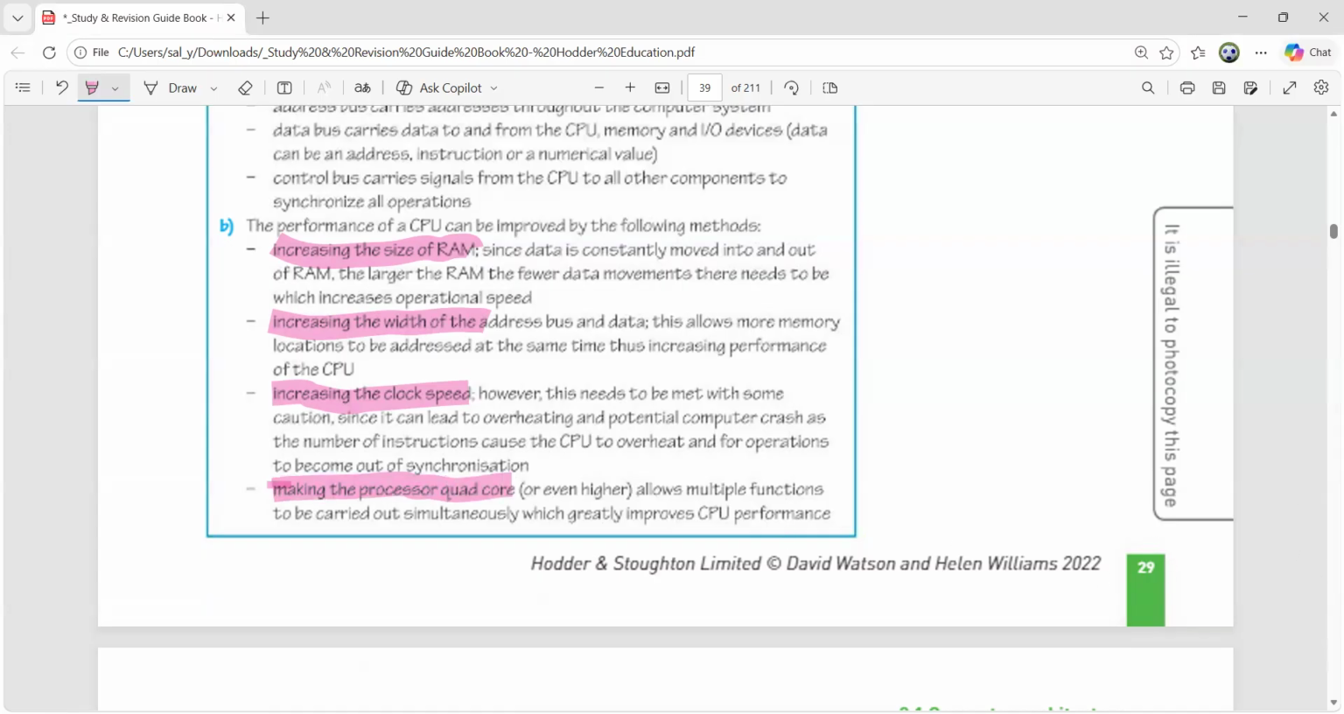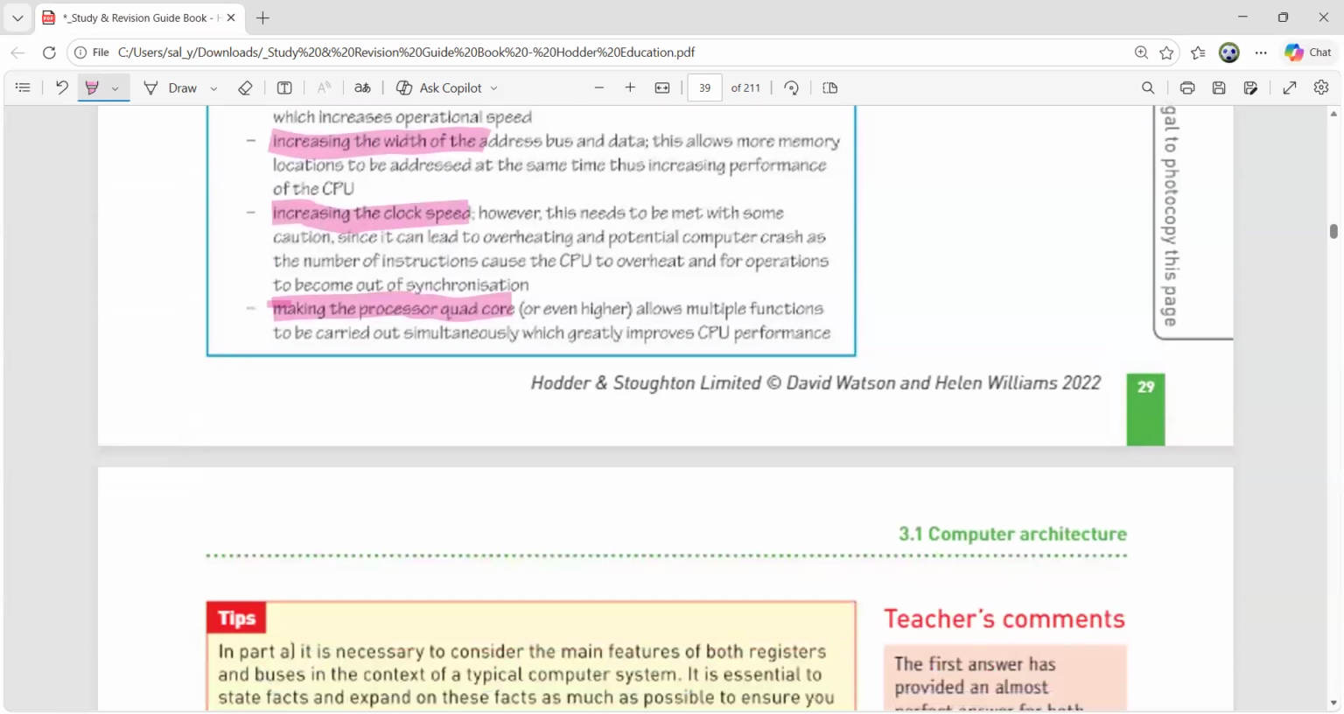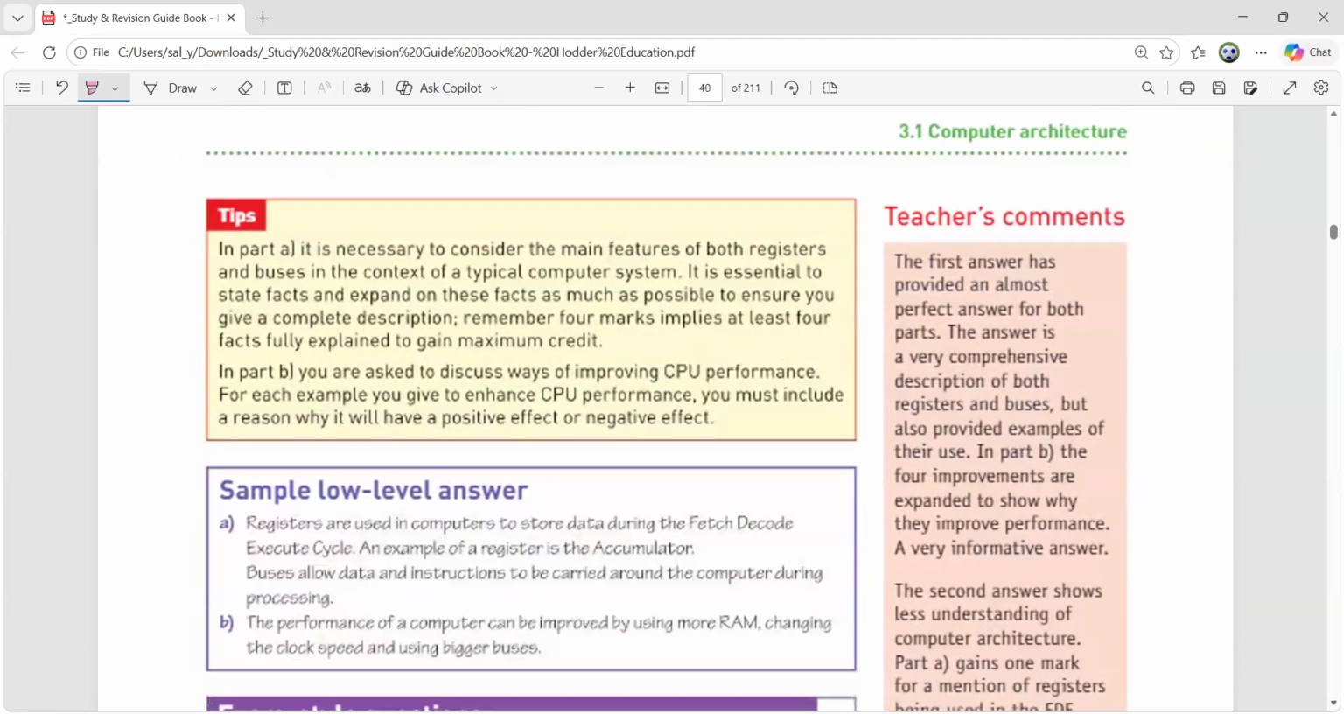Now just showing you the low-level answer. Registers are used in computers to store data during the fetch decode execute cycle. An example is the accumulator. Buses allow the data and instructions to be carried around the computer. So although the child has answered, the problem is he didn't understand what the requirement is for a 4-mark question. The same case goes for part B also.